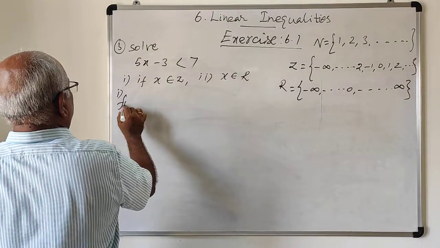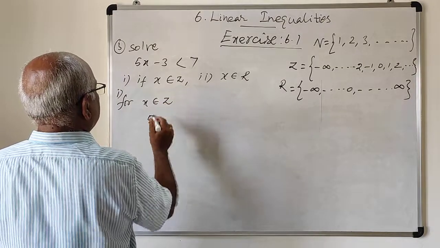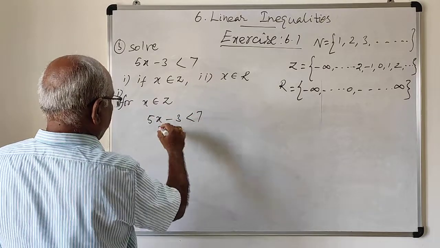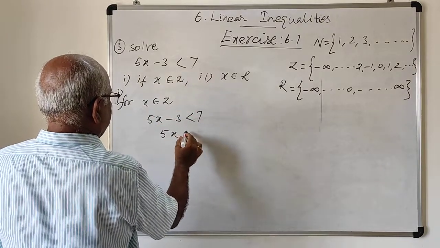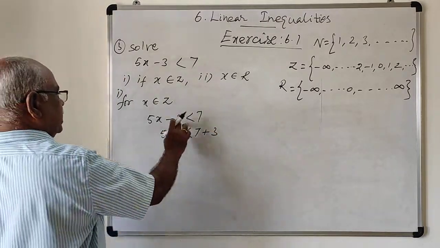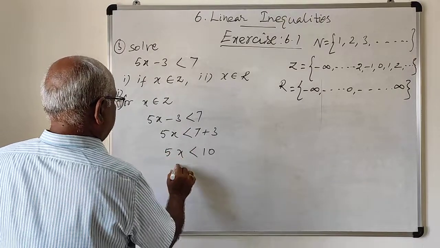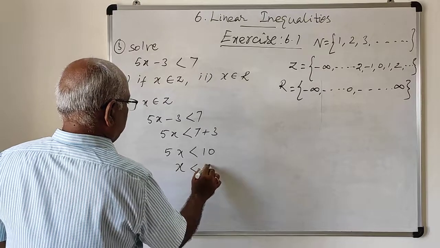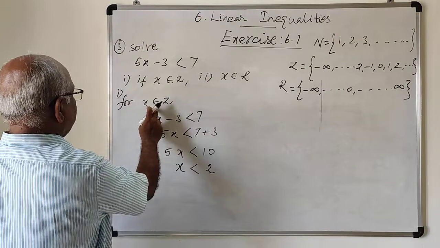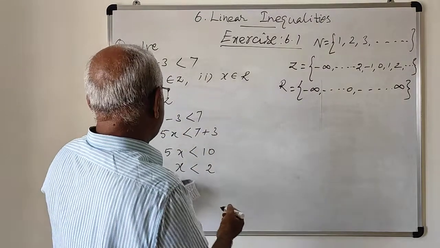For the first case, x belongs to the set of integers, 5x minus 3 less than 7. You bring this minus 3 to the right hand side, it becomes plus 3. So 5x is less than 7 plus 3, which is 10. 5x is less than 10, so x is less than 10 by 5, that is 2. So x less than 2, for the set of integers, up to 2 only the x values.